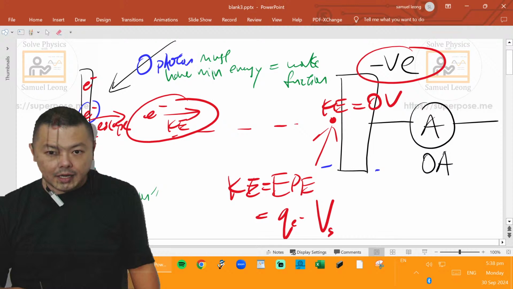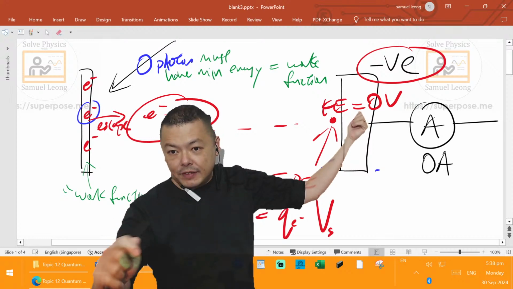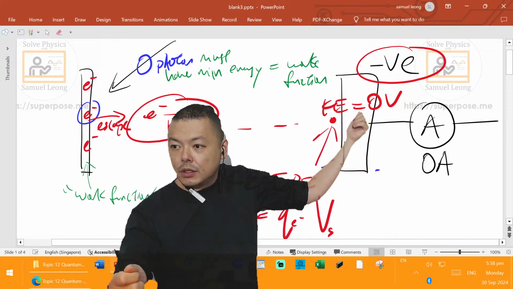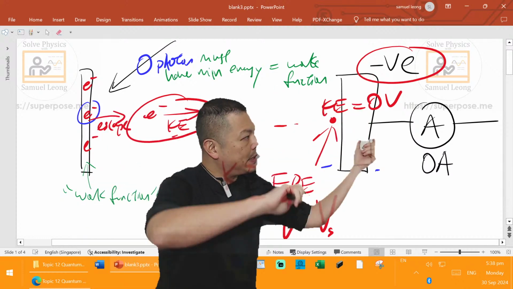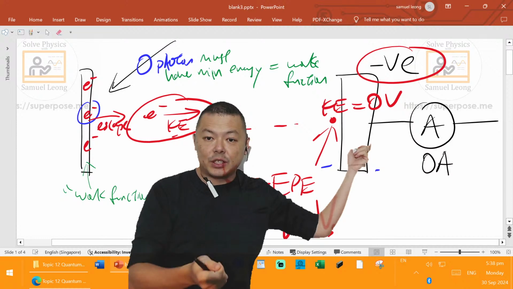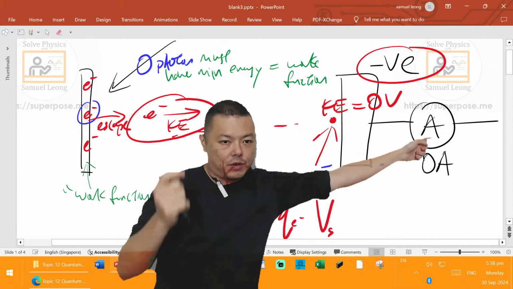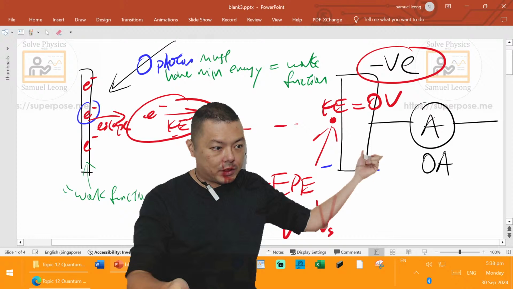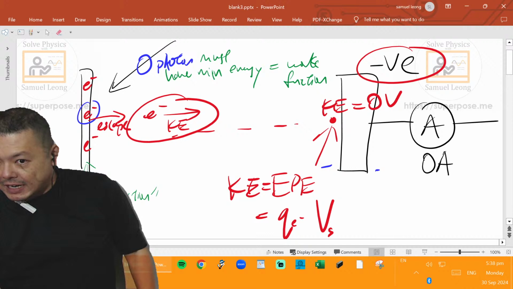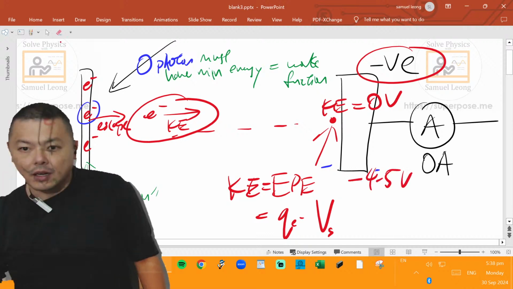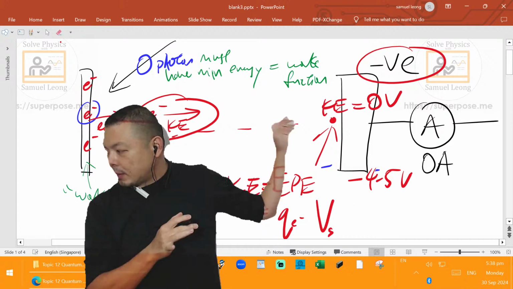Now, are we able to adjust the voltage of this plate? You are. So in order to prevent the electrons from touching this plate, you can adjust it to have a negative voltage, such that the moment the current just became 0, that will be the stopping voltage. Let's say, for example, the stopping voltage here is negative 4.5 volts, just an example. That means you need 4.5 volts of negative voltage on this plate to stop the electron.